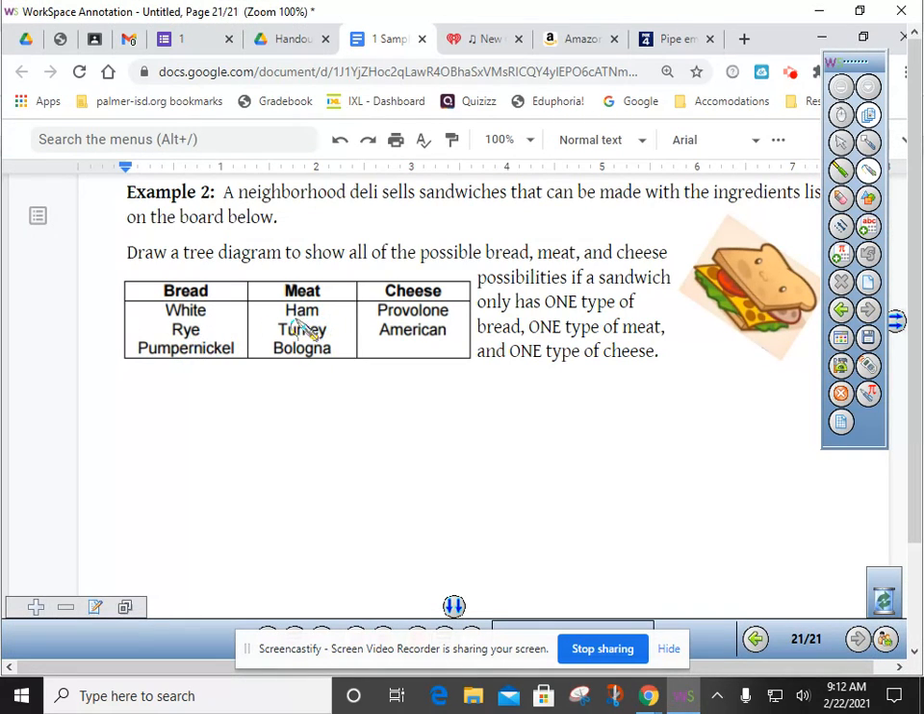How many are there? 3. No. Try again. 8. How many? 8. 18. How many? 18. 18. How'd you get that? 3 times 3? 9 times 2? 18. 18. But we're going to write them down anyway.